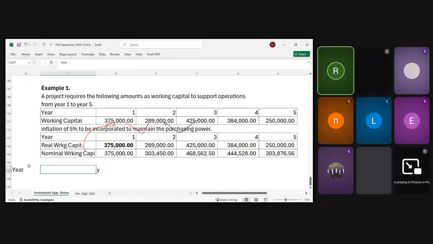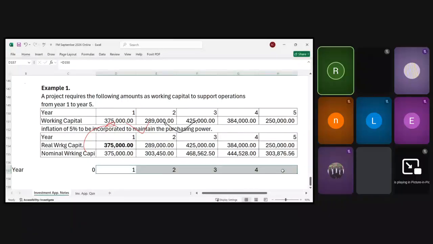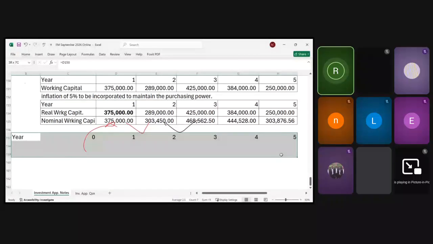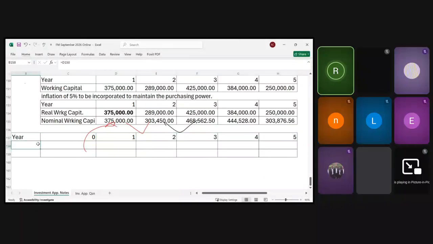I have 0, then 1, 2, 5, like that. So after incorporating inflation, I can now do my movement. All right. So I'm going to drag, right, movement.